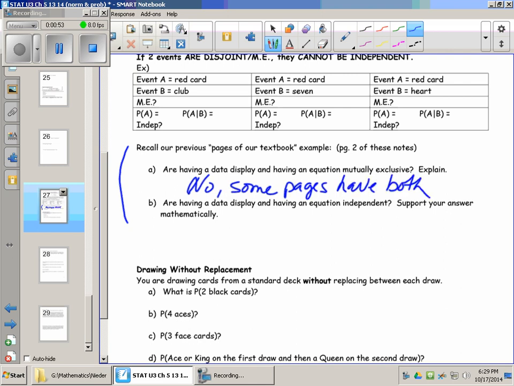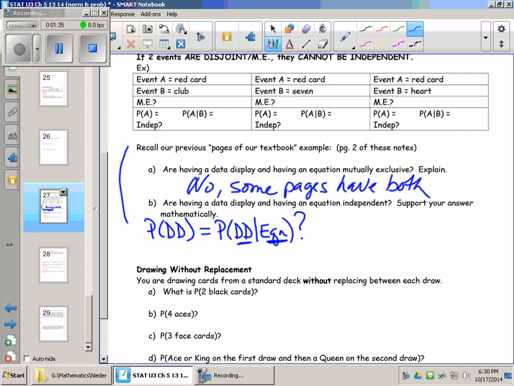All right, then it asks, are having a data display and having an equation independent? Support your answer mathematically. Well, if we go back and look at the definition for independence, or one way that we can prove independence, we have to see if a regular probability is the same as the conditional probability. So in this situation, we could look at the probability of having a data display and see if that's equal to the probability of having a data display given that the page also has an equation. Okay? That's our test for independence. We want to see, does having an equation change this probability of having a data display at all? And so our question is, are these equal? Or in other words, close enough, within that 5% that we talked about.